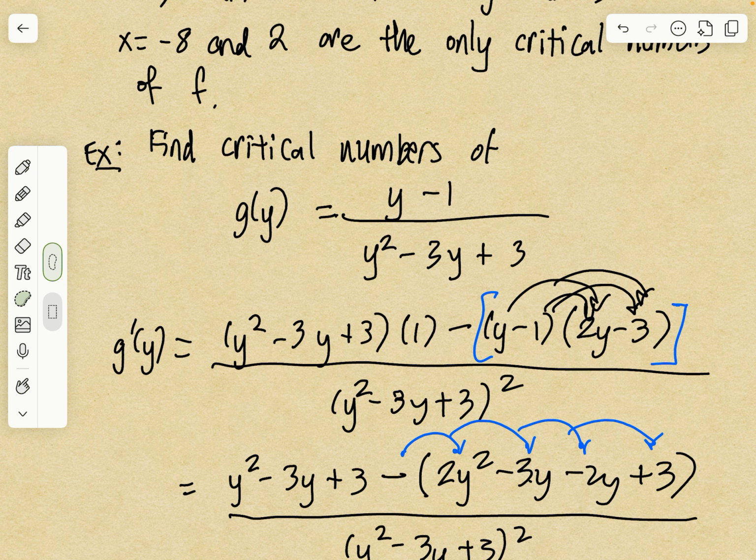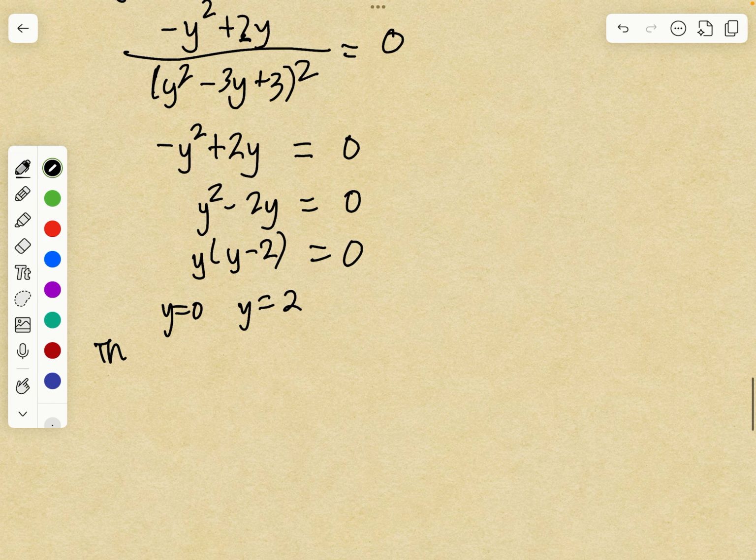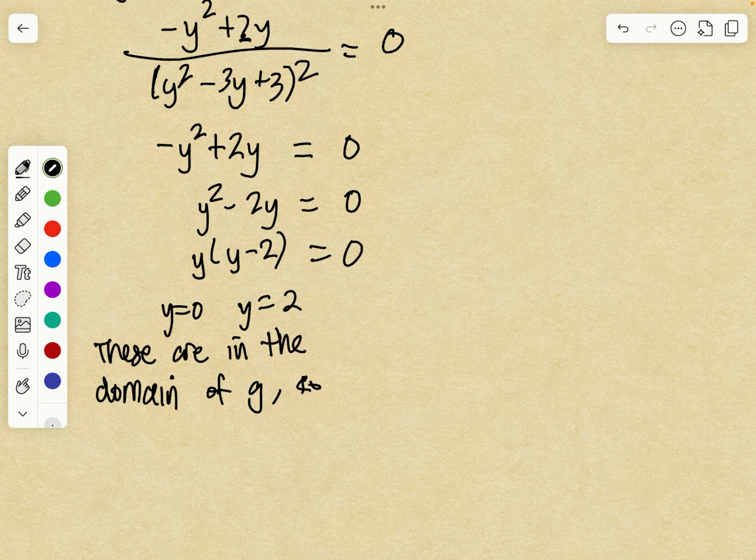Actually, you only need to check if the denominator is 0. So if you plug in 0 or 2, do you get 0 on the bottom? No. So these are in the domain of the function. These are in the domain of g, so 0 and 2 are critical numbers.